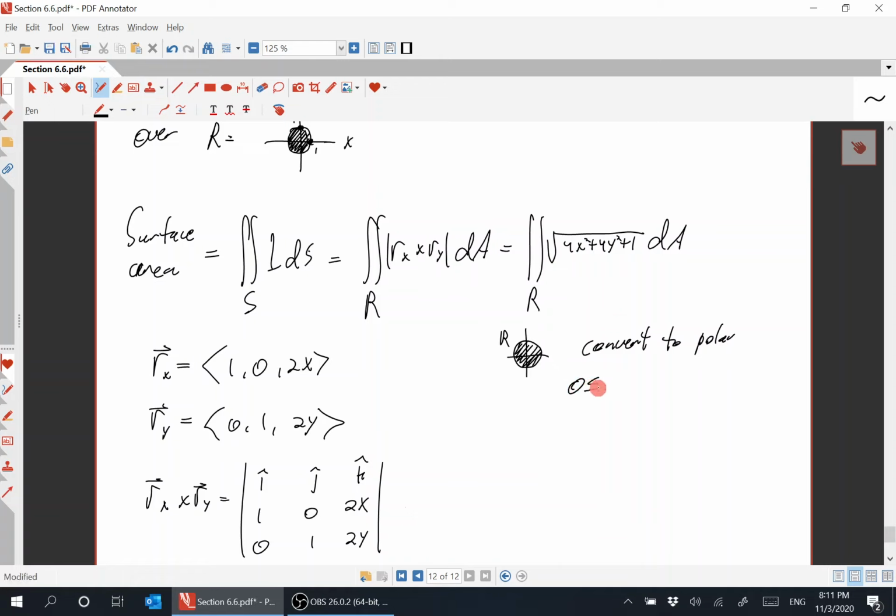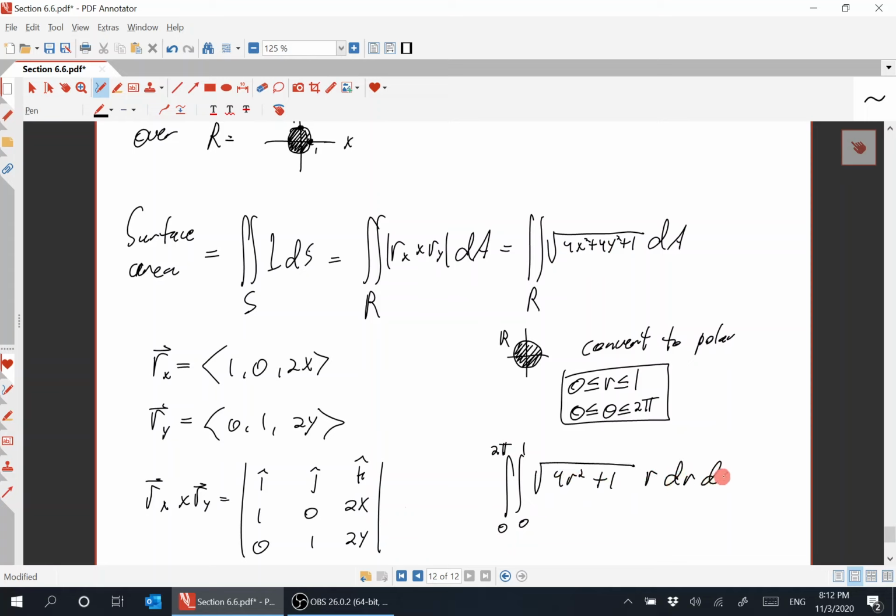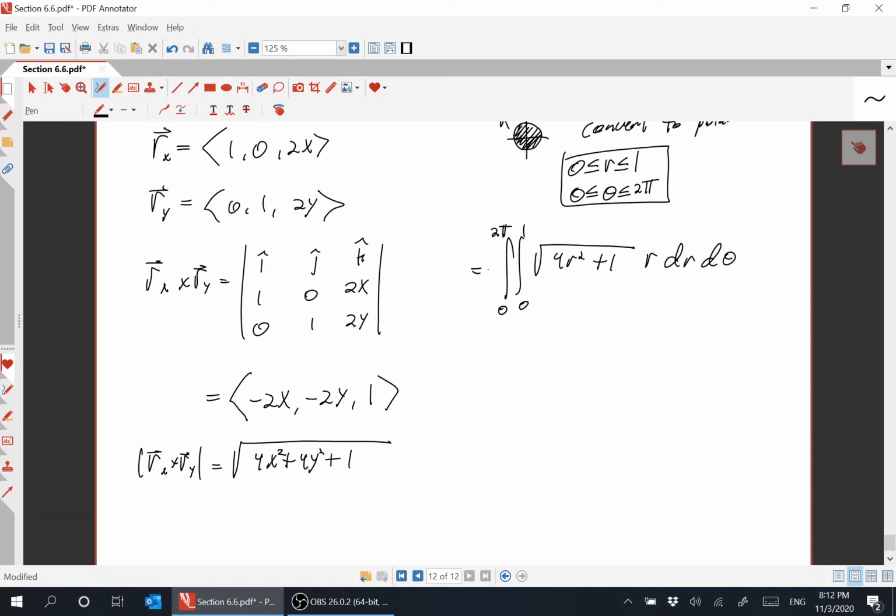I want to do it in terms of polar. So the unit disk is 0 less than or equal to r less than or equal to 1, 0 less than or equal to theta less than or equal to 2 pi, right? So this is equal to the double integral from 0 to 1, 0 to 2 pi, square root of 4r squared plus 1, r dr d theta. Right, so now we have to let u equal 4r squared plus 1. So du over 8r is equal to dr. I need to do a u substitution here.